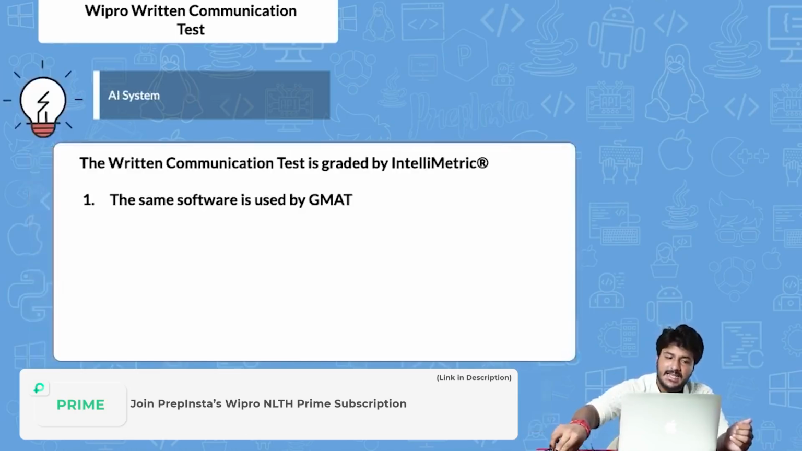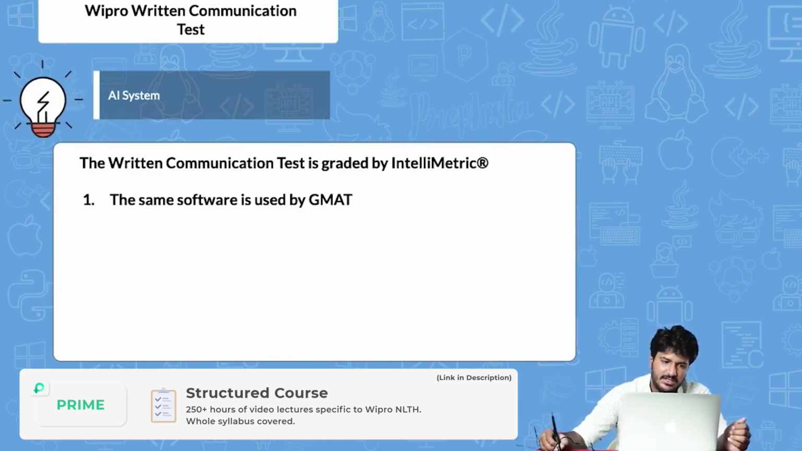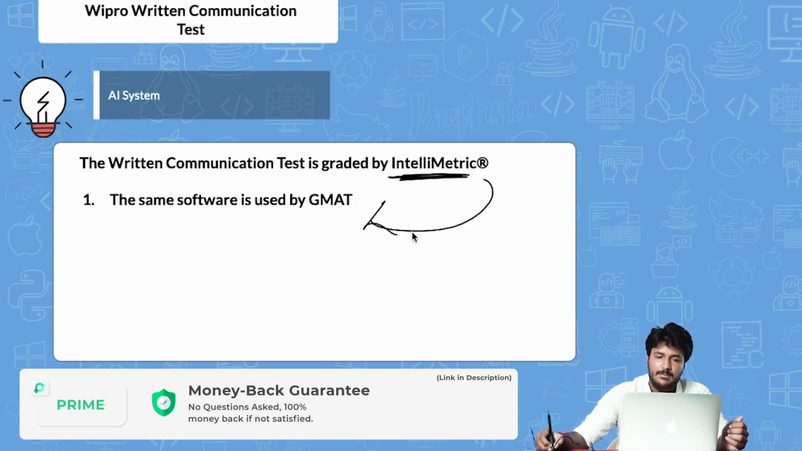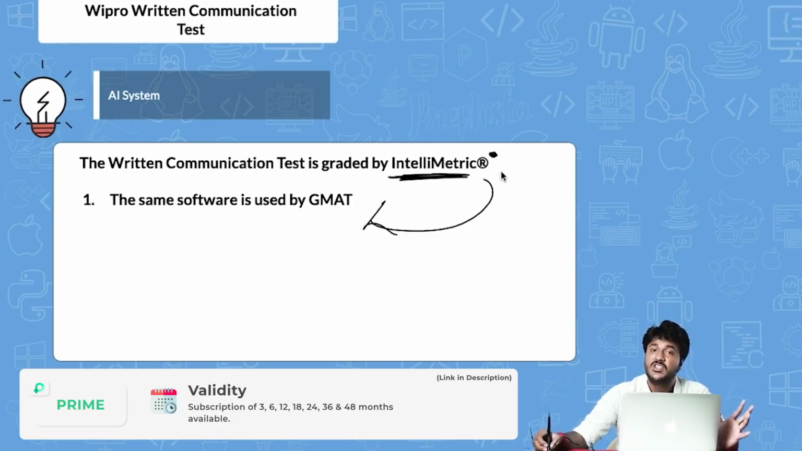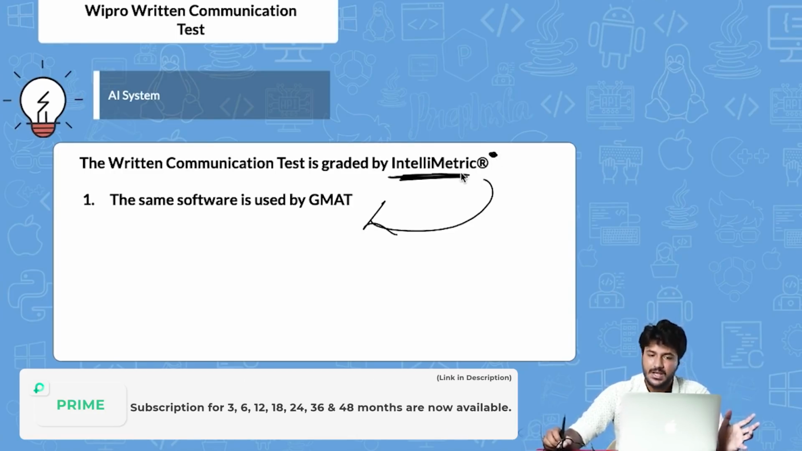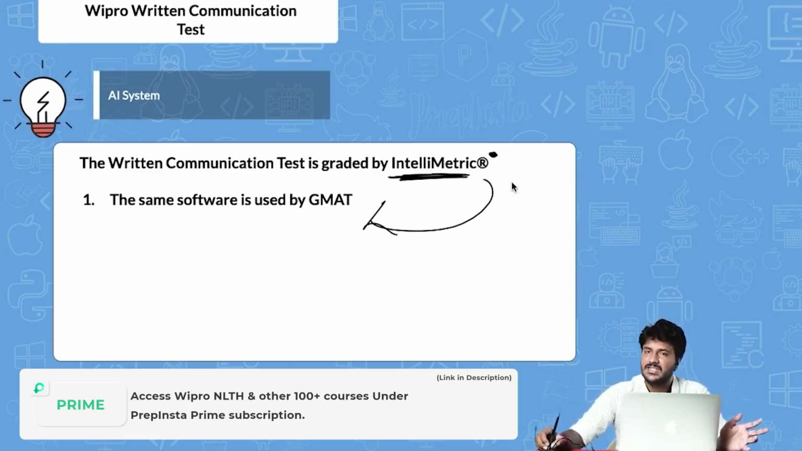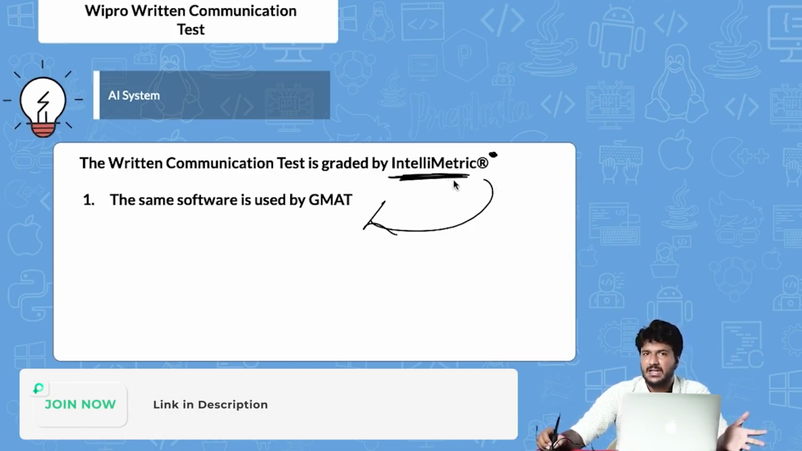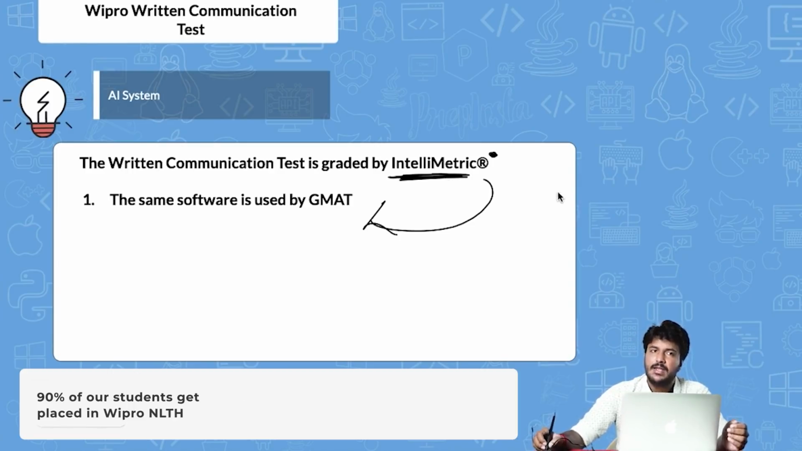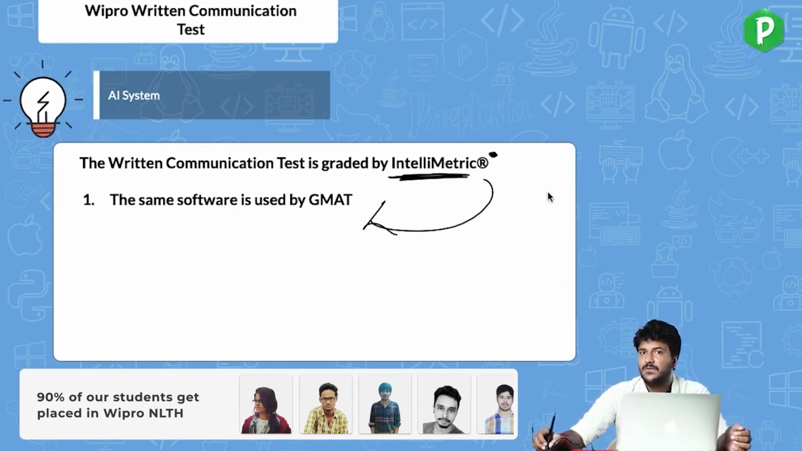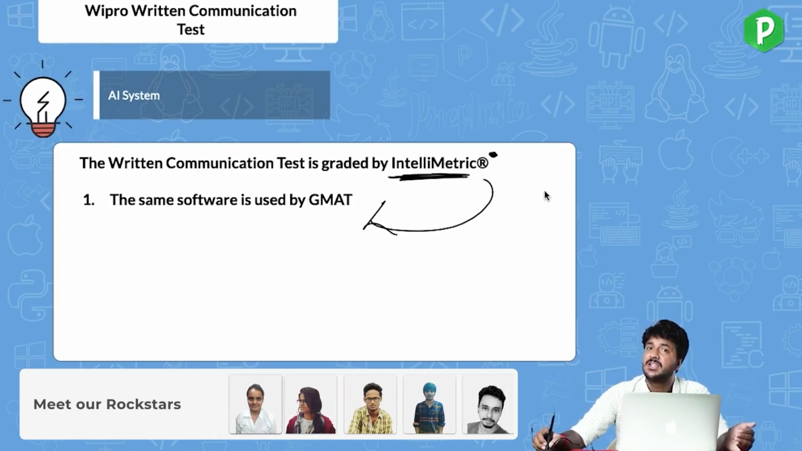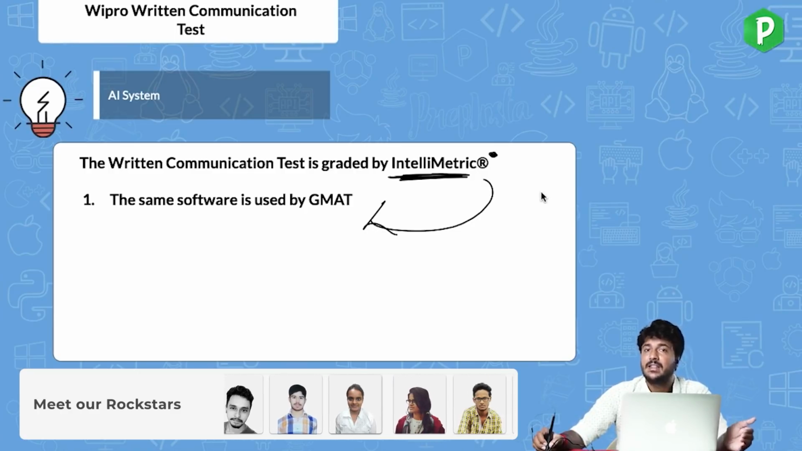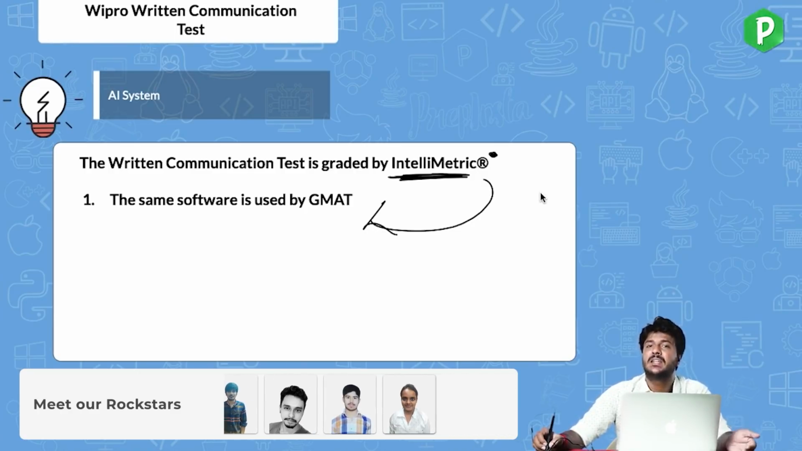Firstly, just a bit of introduction about the AI system. The AI system is called Intellimetric. It has been developed for GMAT. Intellimetric is a registered entity, which is a very good AI system. In fact, what the Intellimetric website says is that for a given essay or paragraph that is written, a human is only able to identify 4 out of 10 errors that are made, and the AI system is able to comprehend about 9 out of 10 parameters. So the AI system is better than a human being.